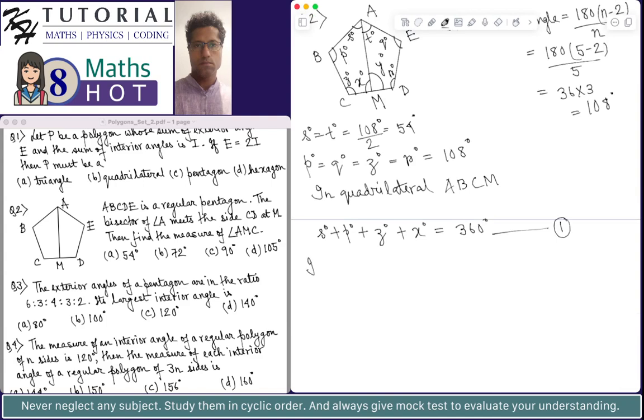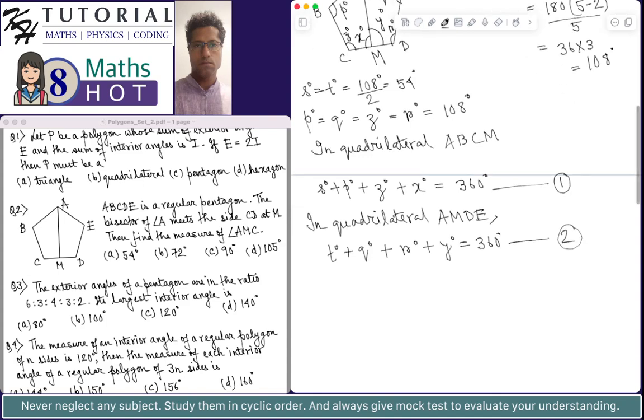Again, in the other quadrilateral, that is AMDE, we will have the same result, that is the sum of its internal angles should be equal to 360 degree. So we must have T degree plus Q degree plus R degree plus Y degree is equal to 360 degree.